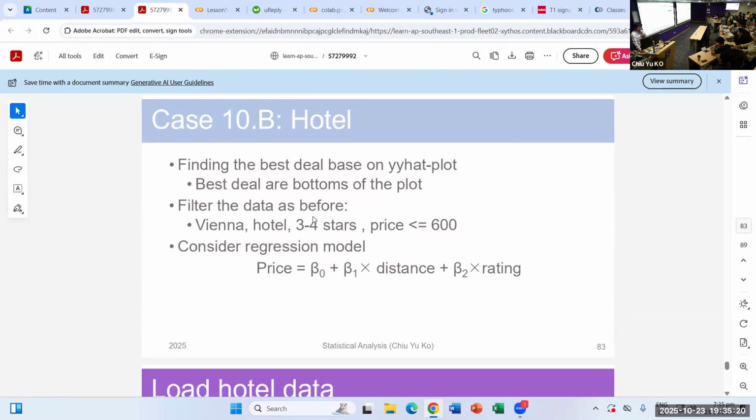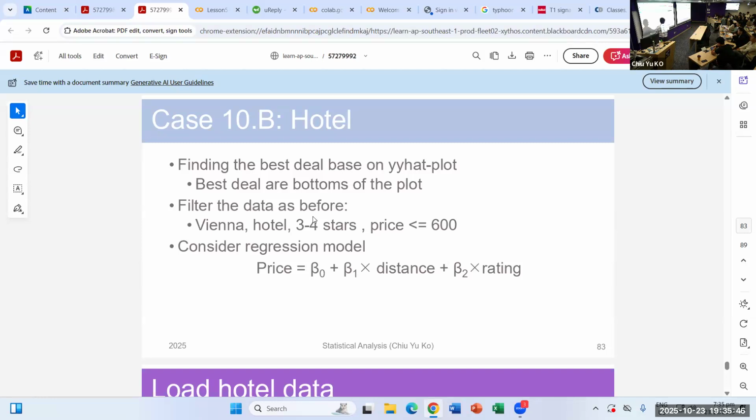Now, go back to the data. We talk about the hotel, right? Remember our very beginning question, the first class, is we want to use the data to find the best deal. How to find the best deal? Run the regression. The regression tells us what is the average, the model from there. And use the Y hat plot to figure out which hotel is our best.